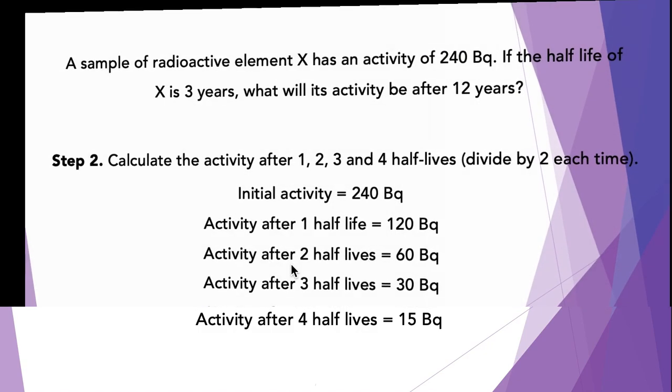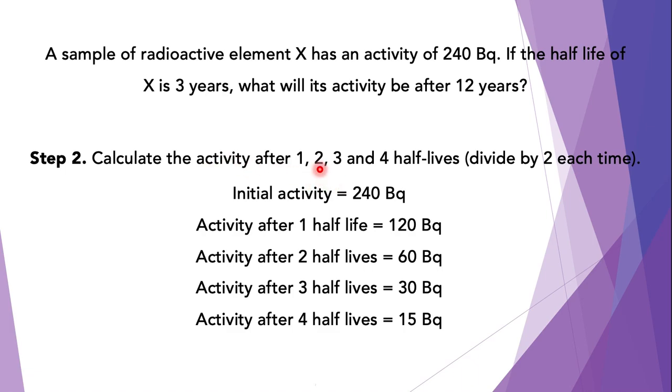In step 2, we calculate the activity after 1, 2, 3 and 4 half-lives. What we do is divide by 2 each time. If the initial activity is 240 becquerels, the activity after 1 half-life would be 120 becquerels. We divided 240 by 2 and we get 120. Then the activity after 2 half-lives would be 60, because we divide 120 by 2. We divide 60 by 2, we get 30. Divide 30 by 2, we get 15 becquerels. So the activity of the sample has fallen to 15 becquerels after 12 years.